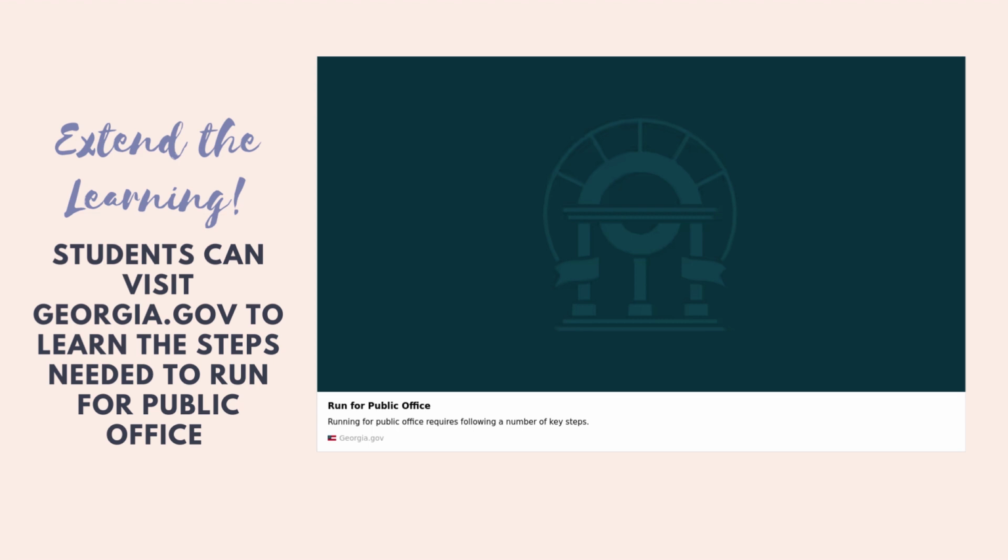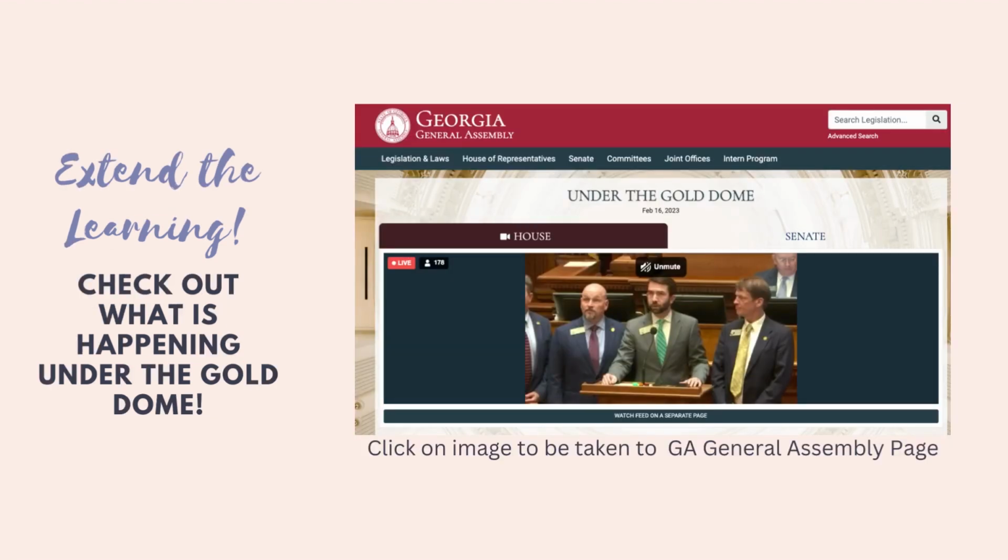And so the students can see what the key steps are, and can the figure that I am assuming meet those? What does that look like? Something else that you can also do is see what is happening specifically under the gold dome. Sometimes it can be difficult to bring the Georgia General Assembly or the information about the legislature to life, but you can actually click and see in real time what is happening.